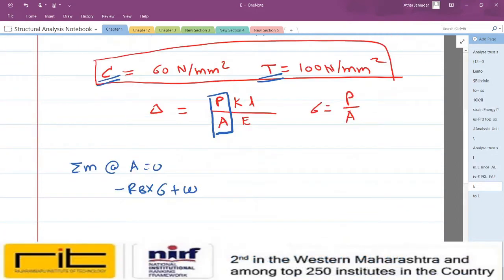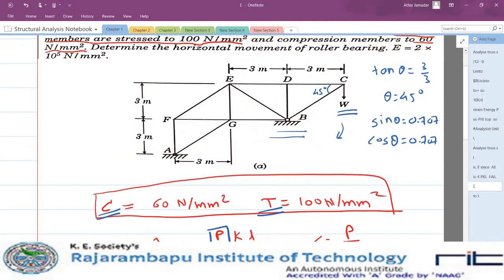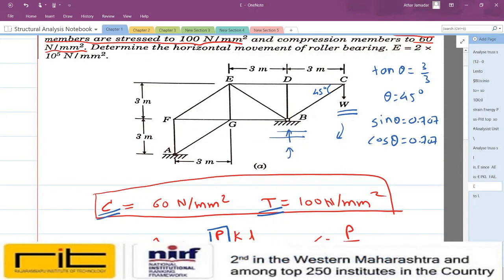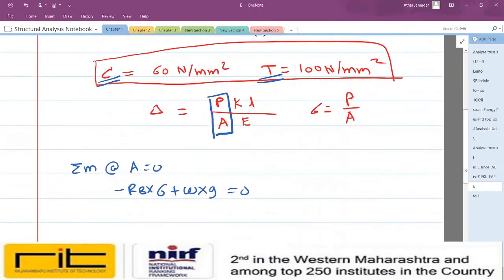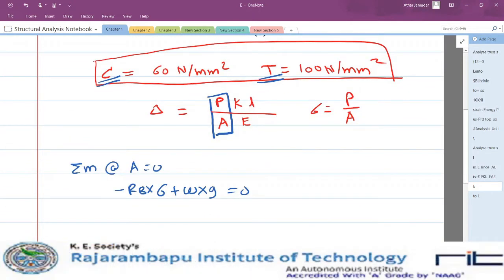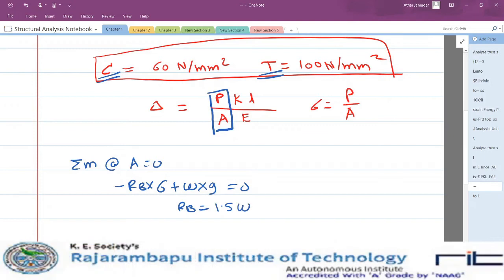So W into 9, that will be clockwise, which is equal to 0. This force W will act in clockwise direction, RB will go in anti-clockwise direction. That's why RB is taken as a minus and W is taken as a plus. If you solve this, you are getting RB is equal to 1.5 times W.